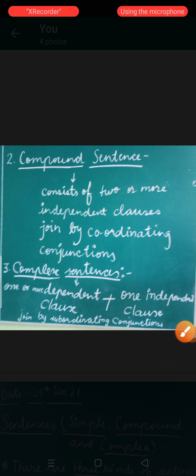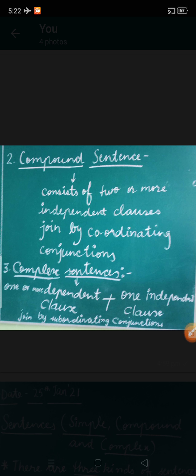Now, the third is complex sentences. What do you mean by complex sentences? In complex sentences, there can be one independent clause, means one main clause, and one or more dependent clauses. Clear? We join the independent clause and dependent clause by subordinating conjunctions in a complex sentence. For example, where, whereas, that, how, however, if, as if. Clear? So these are subordinating conjunctions that we use in complex sentences.